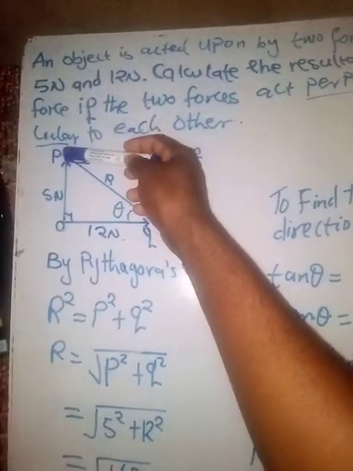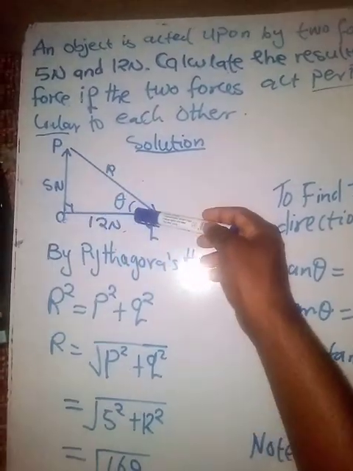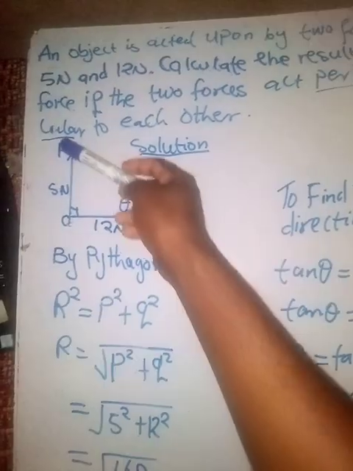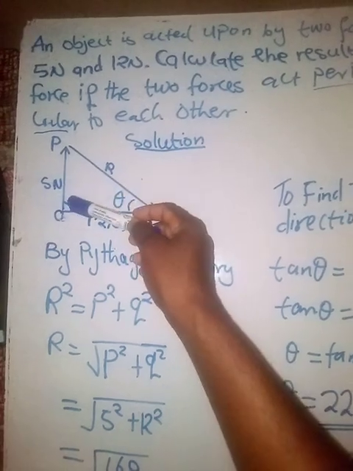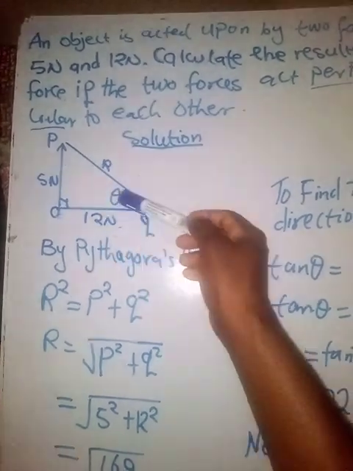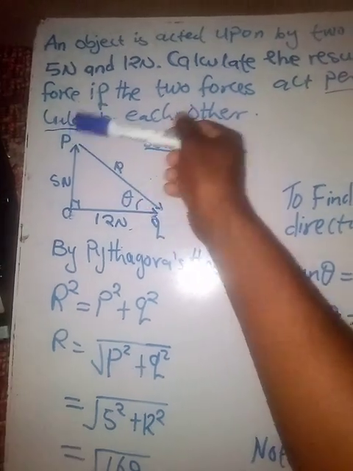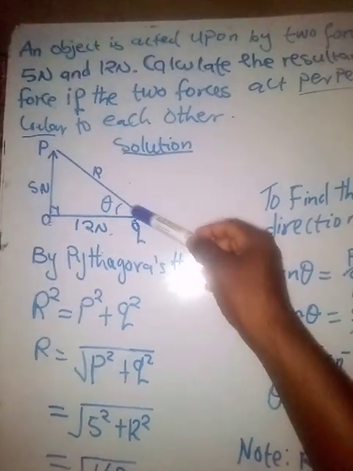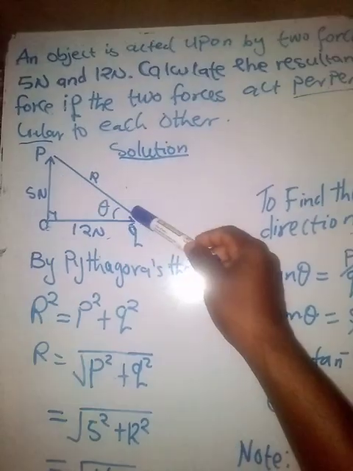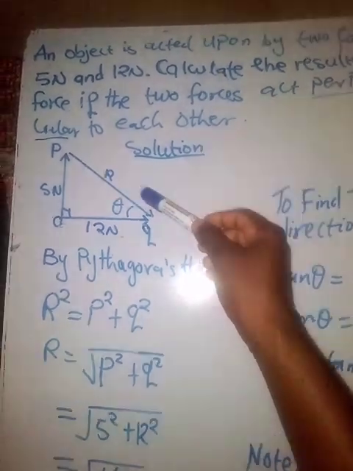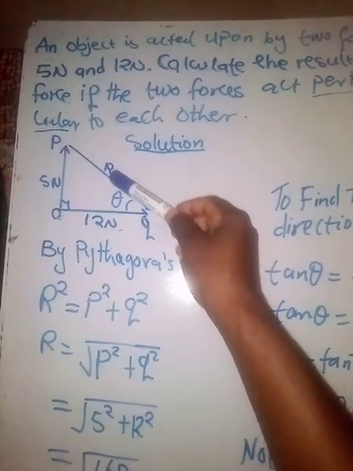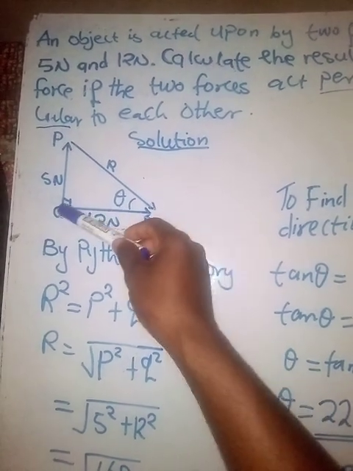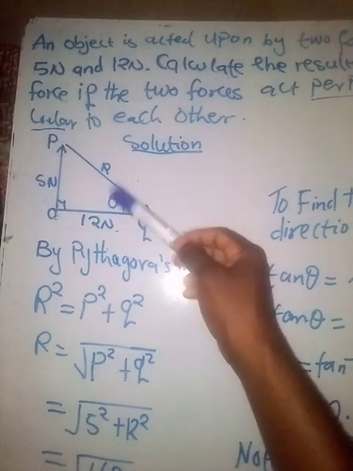Now, looking at this, I have my 5 Newton force here, I have the 12 Newton force here, and I decided to name my points P, O, then Q. I have an angle here, 90, to show that the two forces are acting perpendicular to each other. I also have a line drawn to join point P and point Q, and this line is called the resultant force. The resultant force makes an angle theta with the horizontal line, the horizontal force, which is 12.